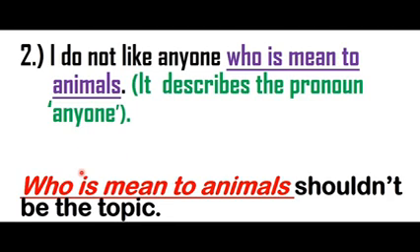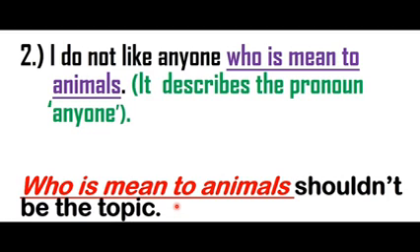Look at this sentence. Who is mean to animals shouldn't be the topic. Somebody tells you this. What is the adjectival clause here? Who is mean to animals? Are you sure? This is not an adjectival clause. This is a noun clause because it is the subject. Who is mean to animals shouldn't be the topic. What shouldn't be the topic? Who is mean to animals.